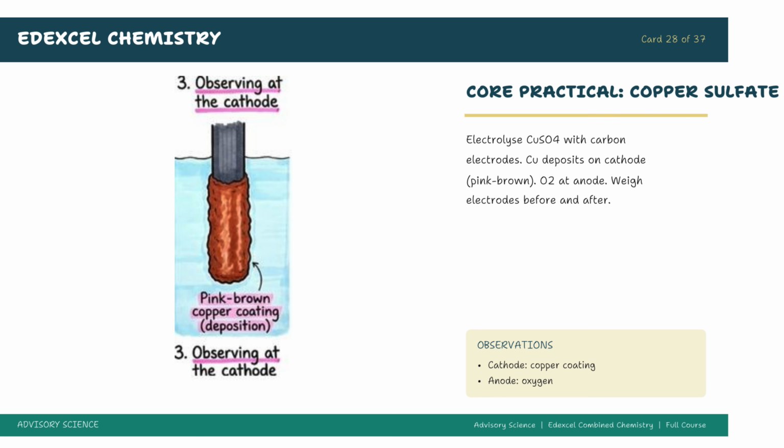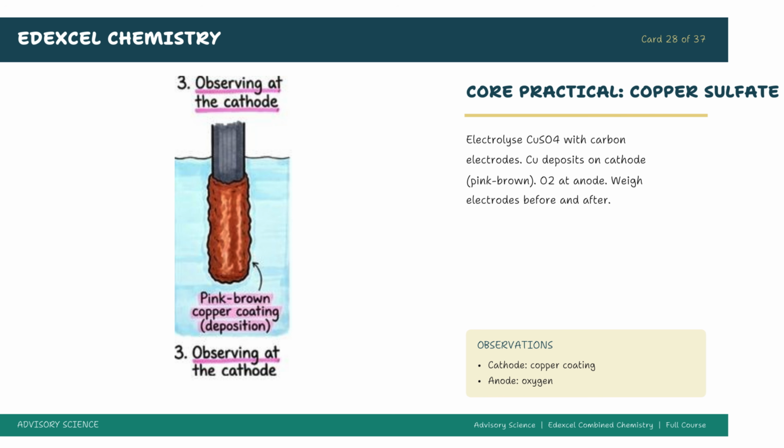Required practical, electrolysis of copper sulfate. In this practical, you electrolyze copper sulfate solution using inert carbon electrodes. Copper ions move to the cathode and form a coating of copper metal there. At the anode, you get oxygen because sulfate stays in solution. Weigh the electrodes before and after to measure the mass change.